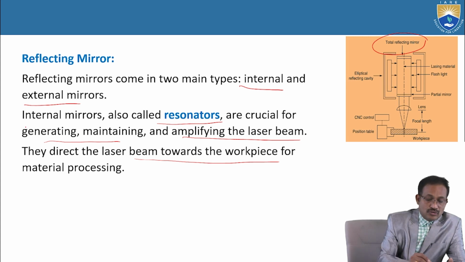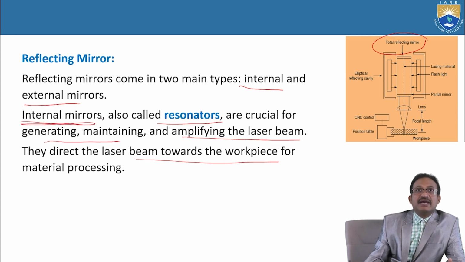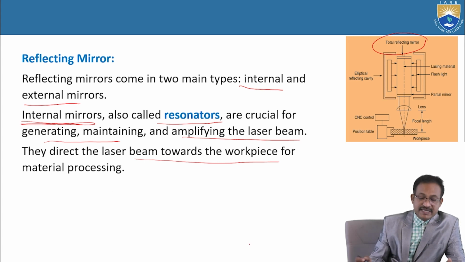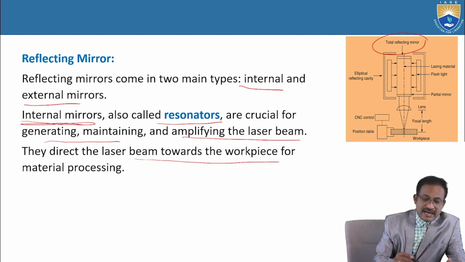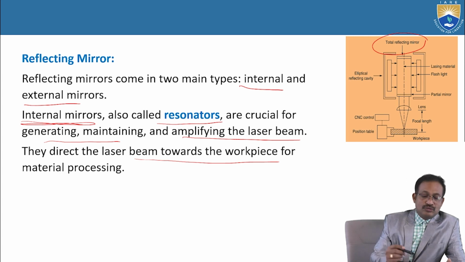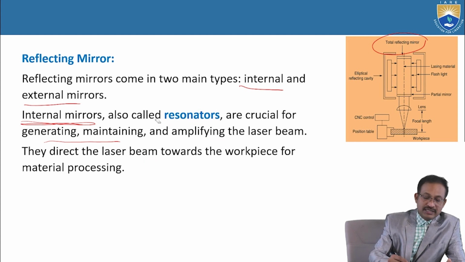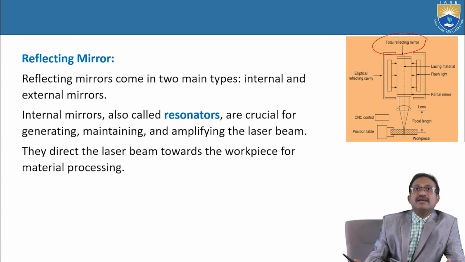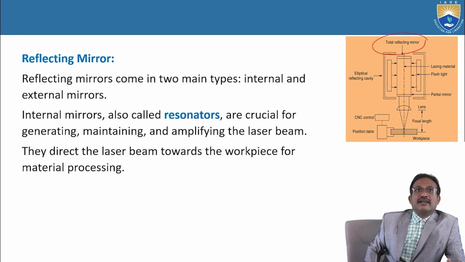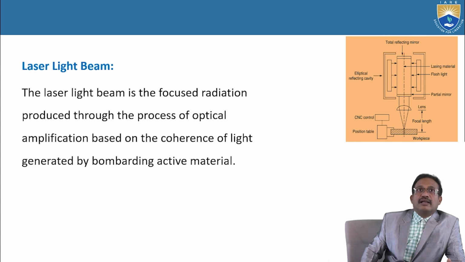So internal mirrors, also called resonators, are crucial for generating, maintaining and amplifying the laser beam, and they direct the beam towards the workpiece for material processing. So these are the two things carried out by these resonators, nothing but internal mirrors, which come under the reflecting mirror.